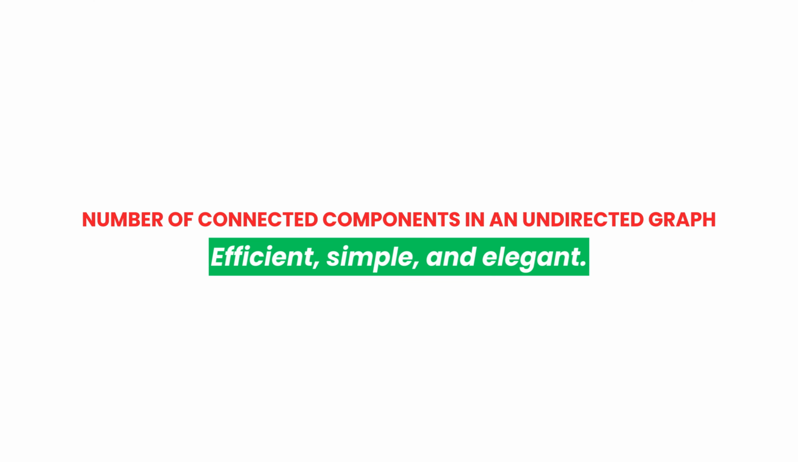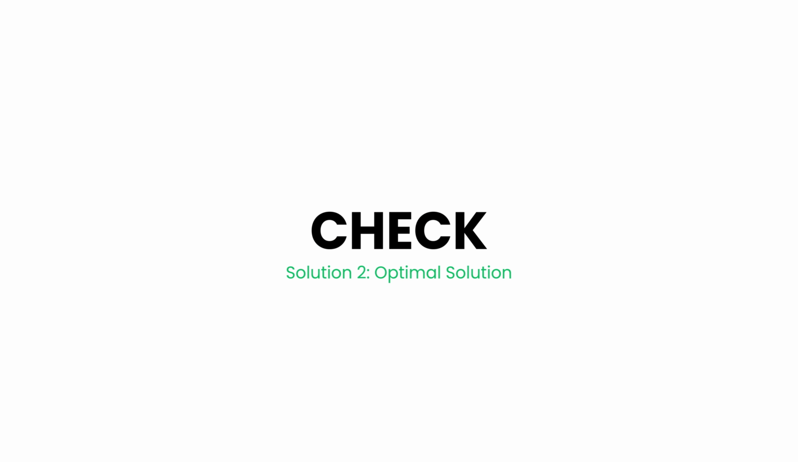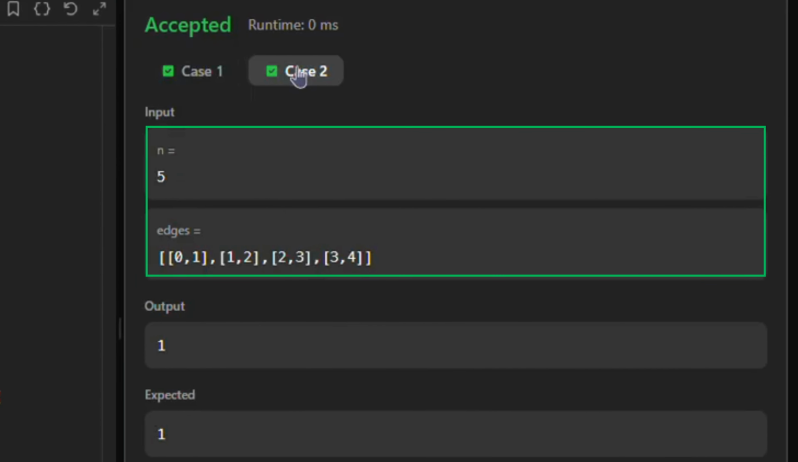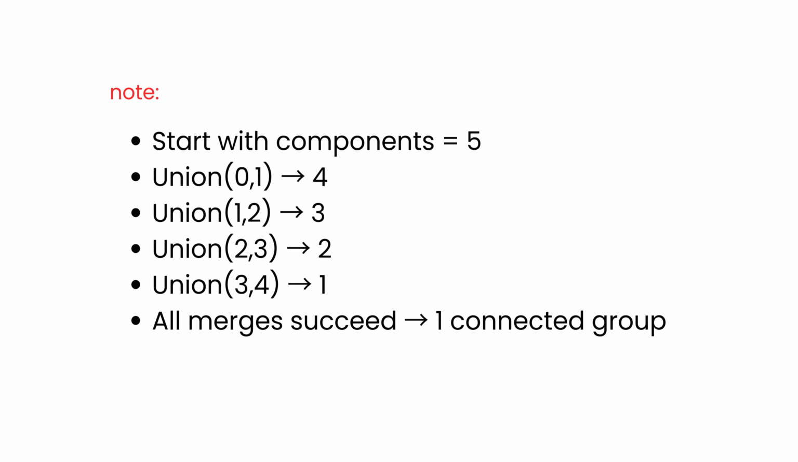Efficient, simple, and elegant. Now let's verify the solution using the provided test case. This represents a straight chain connecting all nodes from 0 to 4. It matters because such a linear structure is fully connected, meaning it should result in exactly one component. Short reasoning. Start with components equals 5. Each edge merges two previously separate nodes.